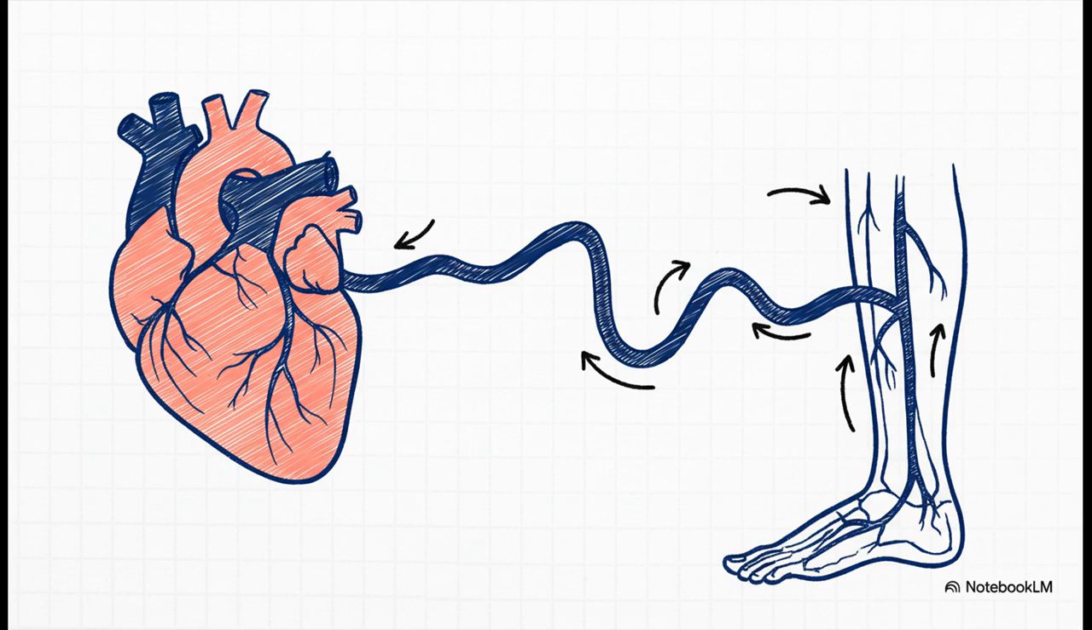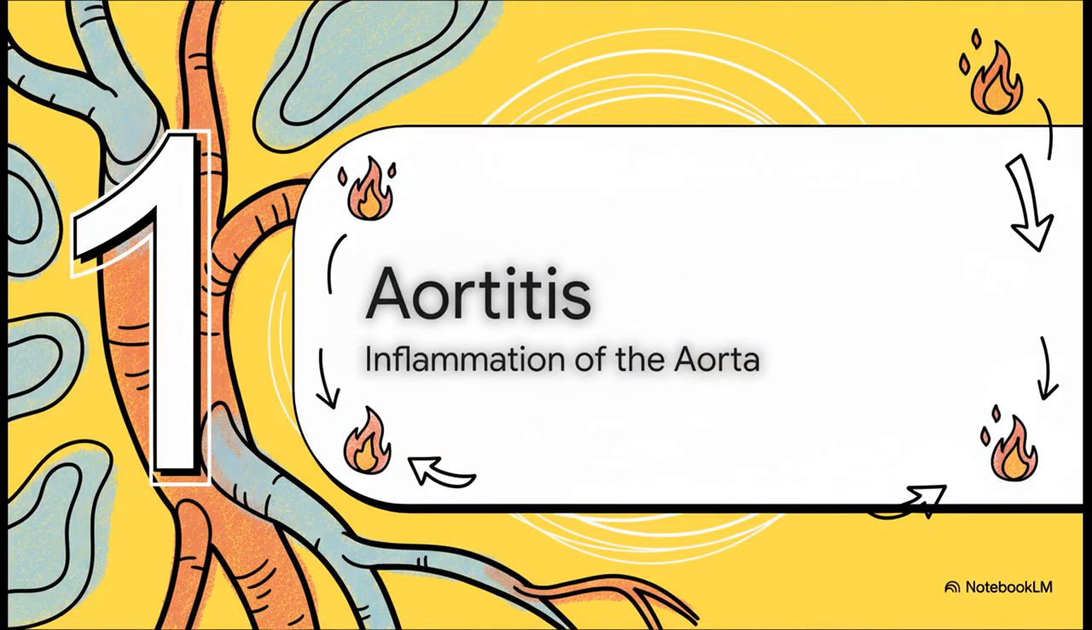We're going to follow that path of blood right from the aorta, which is the body's main artery, all the way down to the tiny vessels in our limbs, just to understand what happens when that vital flow gets compromised. So our journey starts at the very source, the aorta. This is the largest artery in the entire body, and it comes directly out of the heart. But it's not invincible. It can actually become inflamed, a condition we call aortitis.